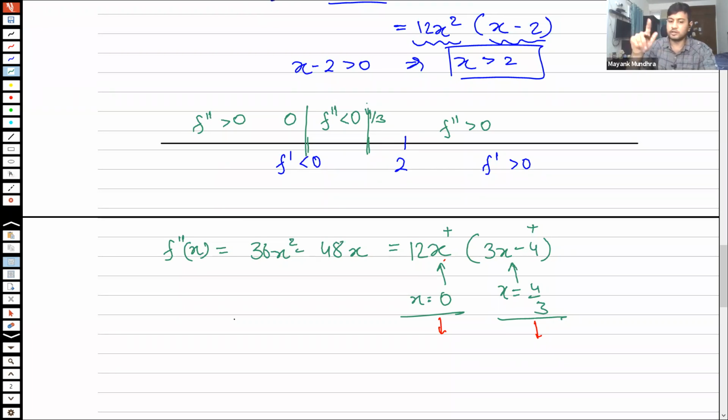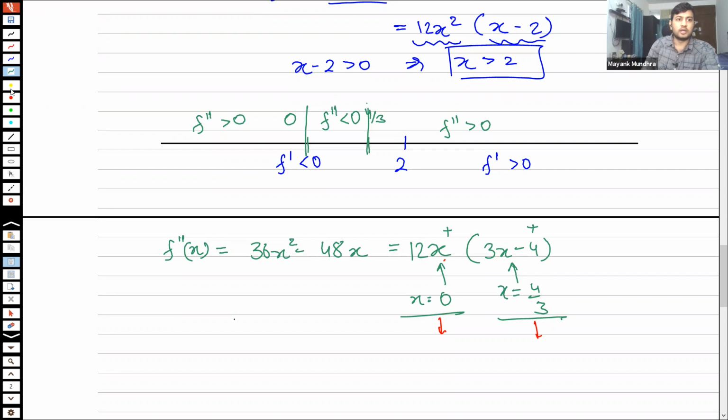Concave upward is convex. Concave upward. Yeah, sorry. Concave upward is convex. Yeah, U-shaped curve, so it is concave upward. So that's your concave, convex thing.